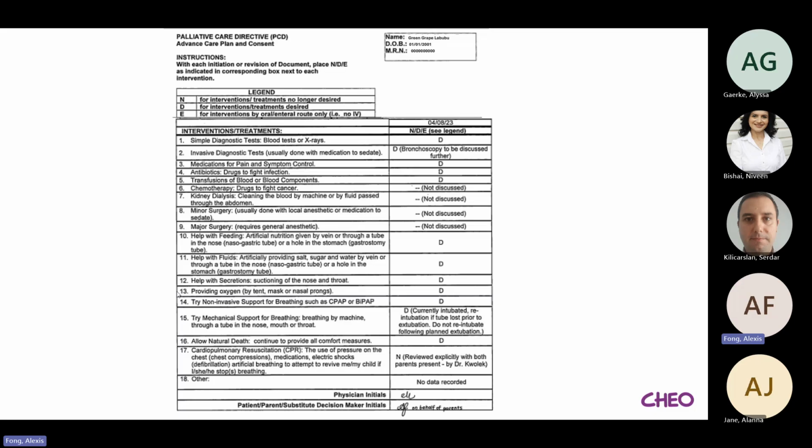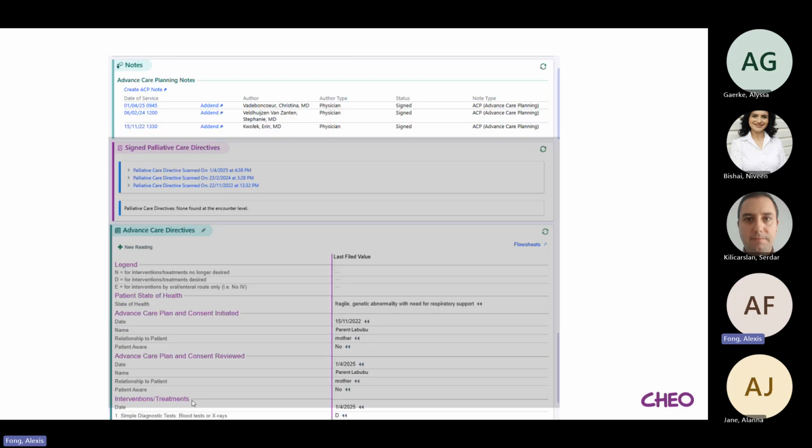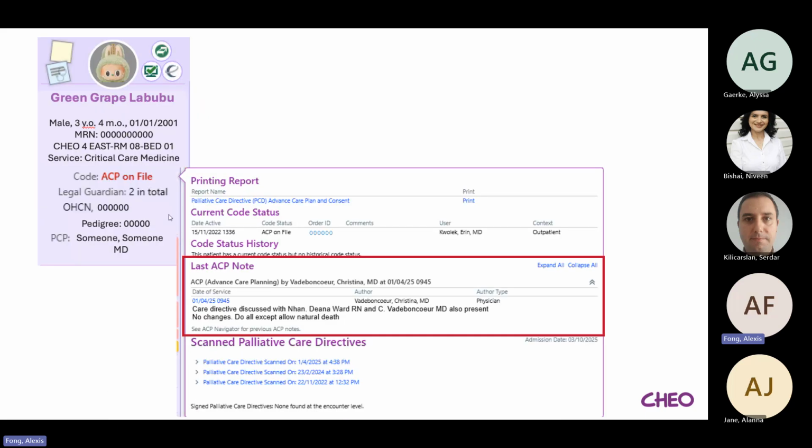In an emergency, we're always going to try to contact the family first, and we're not going to look at this and blindly start dialysis without talking to the parent or guardian. And then just going back to the ACP notes, you can see when the most recent one was. So it's always good to look at the most recent. When you hover, the most recent one will always pop up automatically.